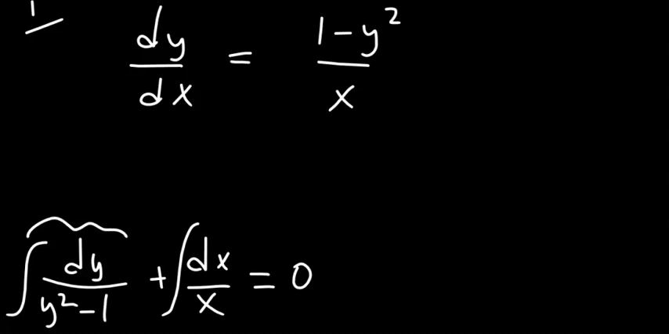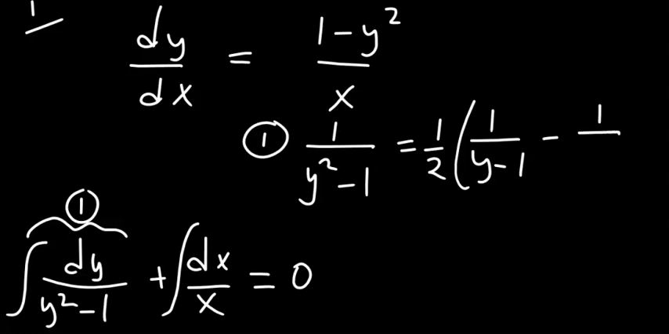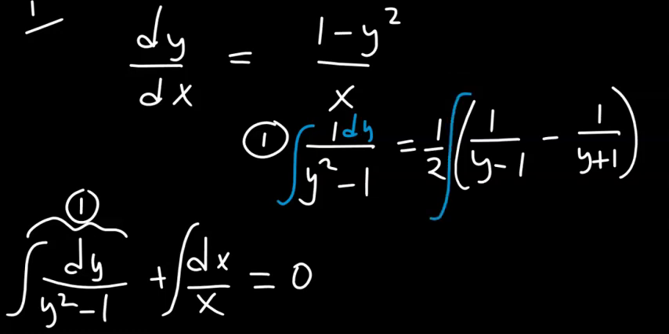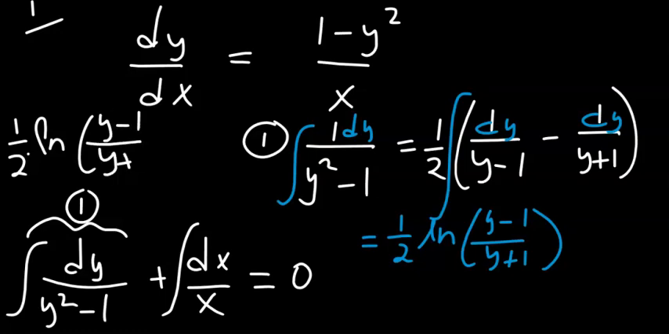We note that the first integral, let's call it integral 1, can be solved using the method of partial fractions, because 1 over y squared minus 1 equals half times 1 over y minus 1 minus 1 over y plus 1. So integrating this function with respect to y, the answer is half natural log of y minus 1 over y plus 1. So there we have it. Integral 1 is simply half natural log of (y minus 1 over y plus 1).